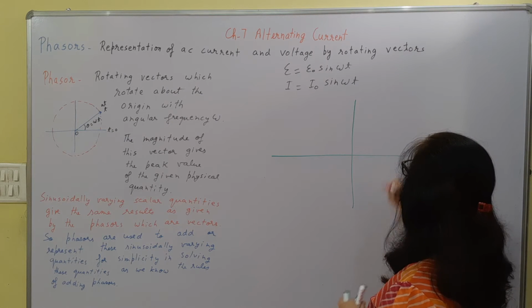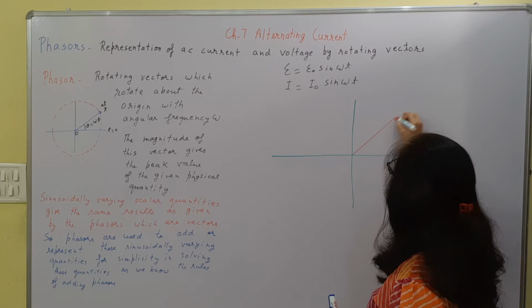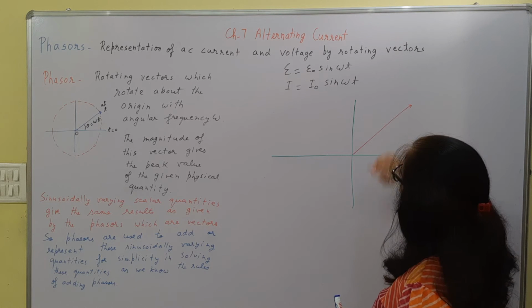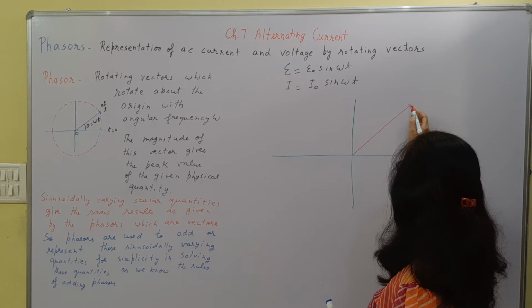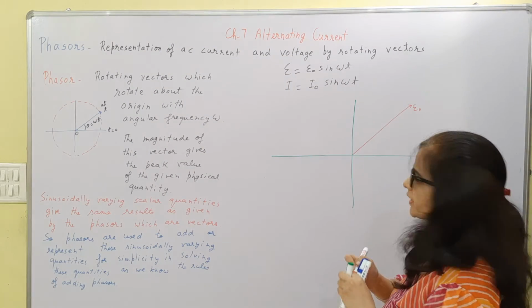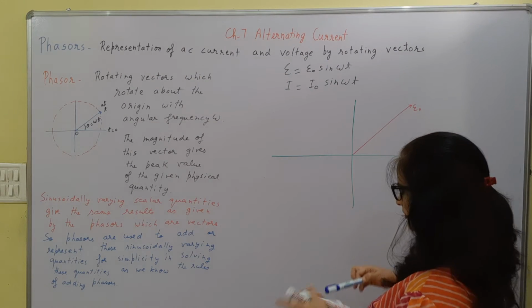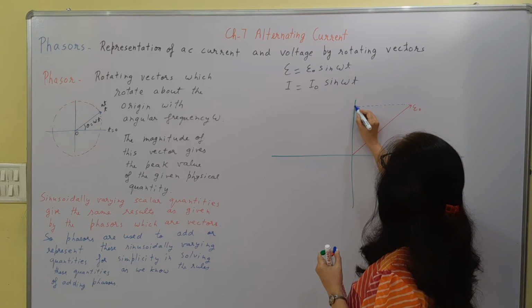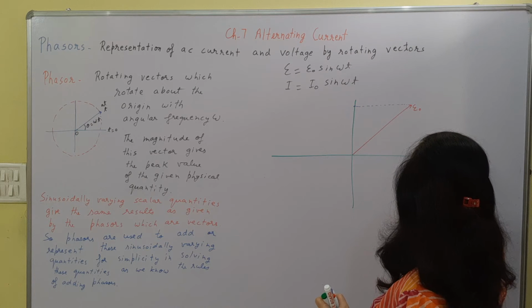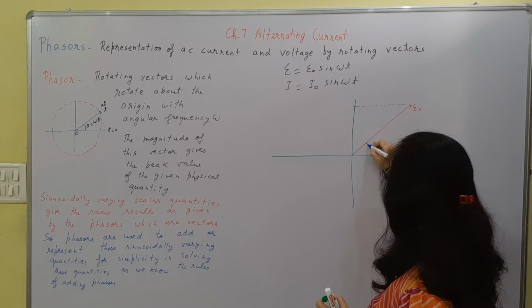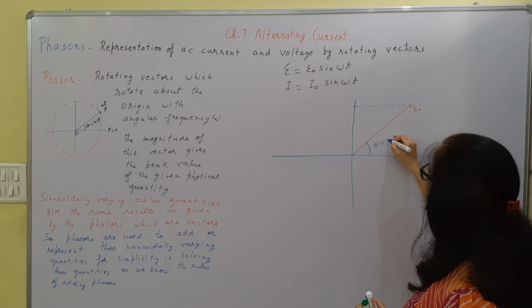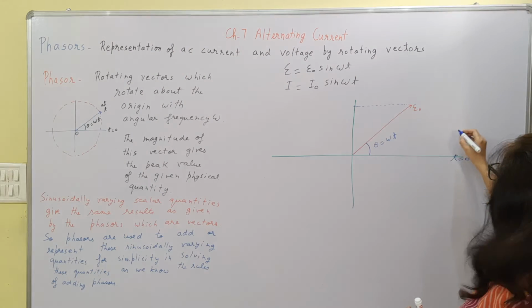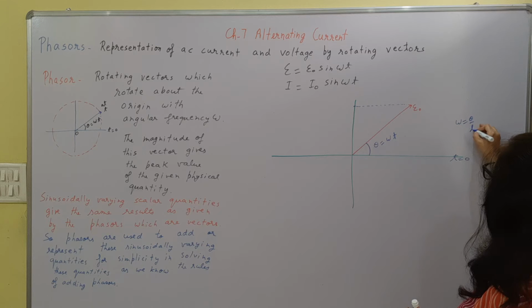Suppose you have this voltage which is represented by this. So this magnitude will give you the peak value of this voltage, and its projection here. If time t is equal to 0 here, then this theta angle will be omega t, because we know that omega is equal to theta upon t.